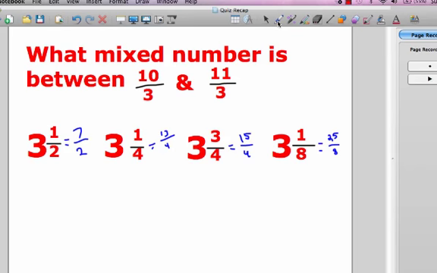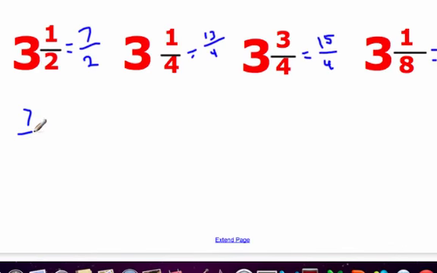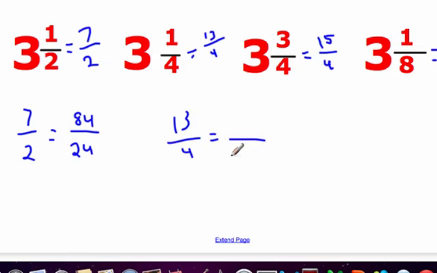All right, 24. So 7 halves is 84 24ths. I'd multiply the denominator by 12 to get there, so I've got to multiply the numerator by 12, and 7 times 12 would be 84. This one right here is 13 fourths, so I'm going to multiply that by 6 to get to 24, right? 4 times 6 is 24, so multiply that by 6.